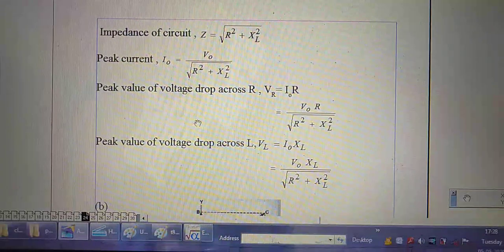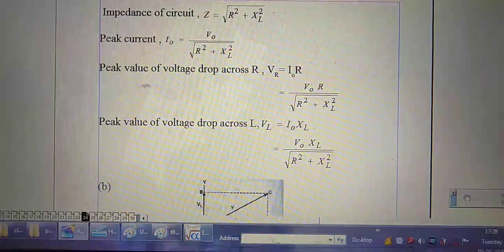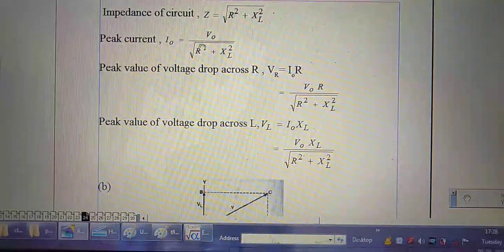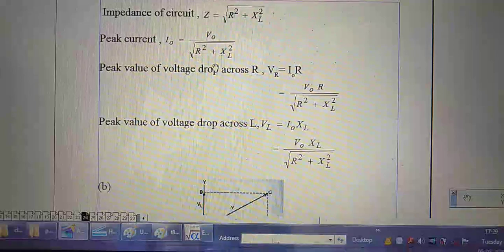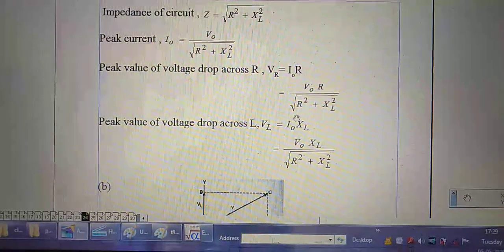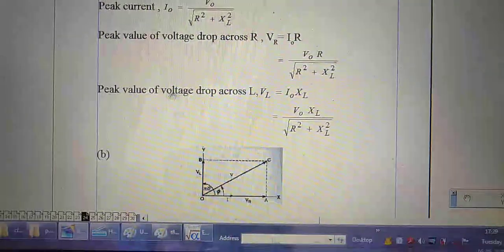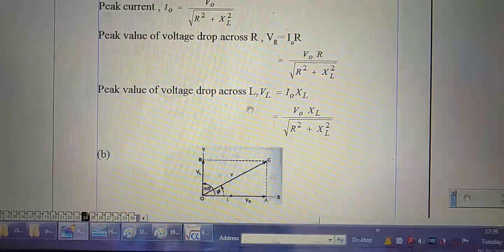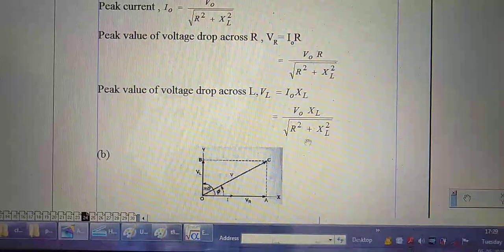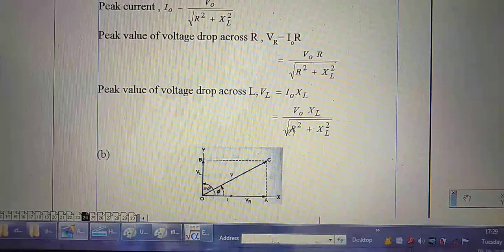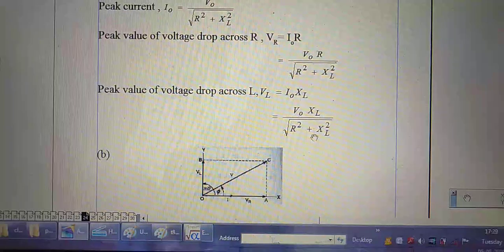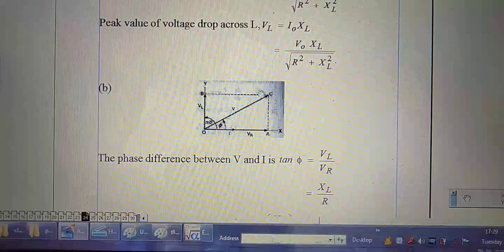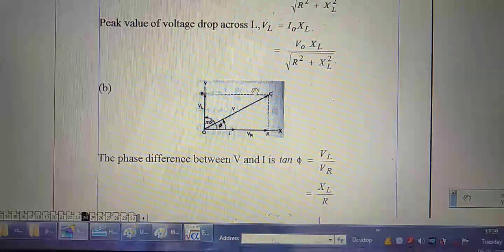Now we have to find the peak value of voltage drop across R. VR equals I naught R. Insert the value of I naught, which is V naught by root over R square plus XL square. And the peak value of voltage drop across L, VL equals I naught XL. Insert the value of I naught, V naught by root over R square plus XL square, into XL. And this is the phasor diagram.